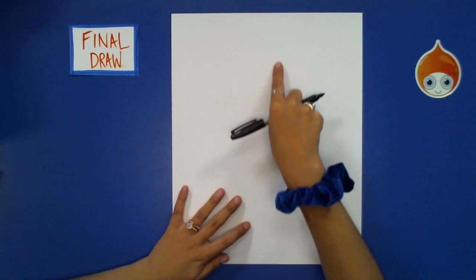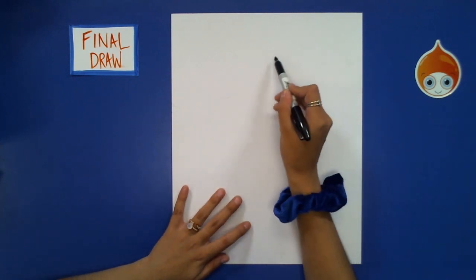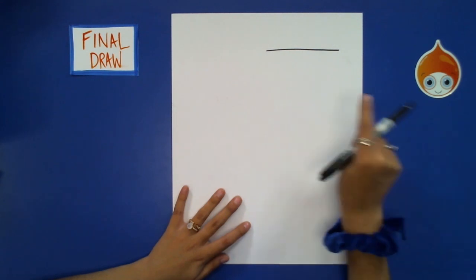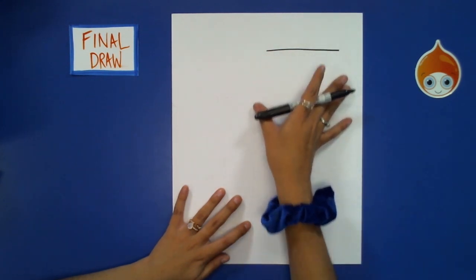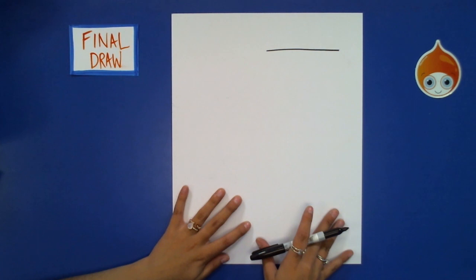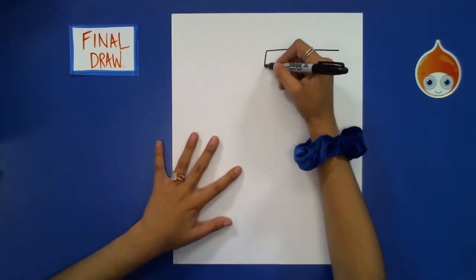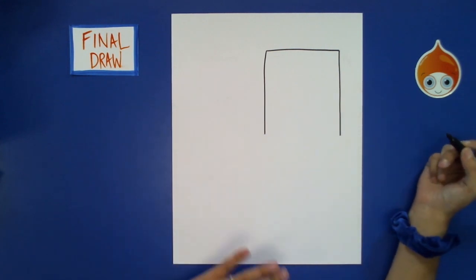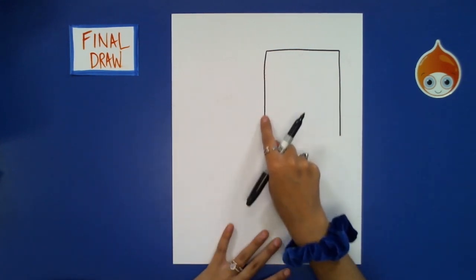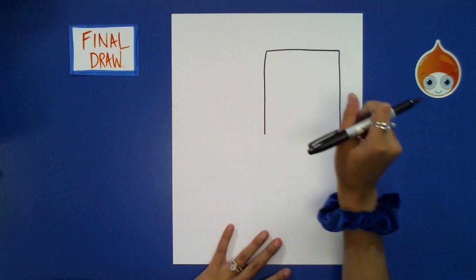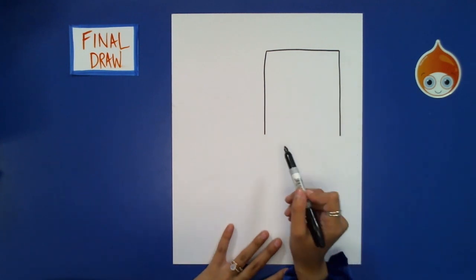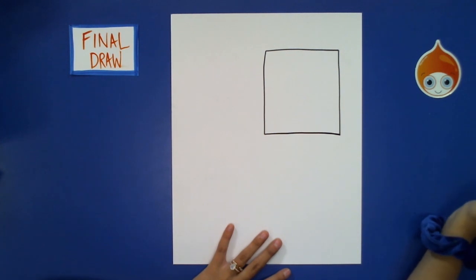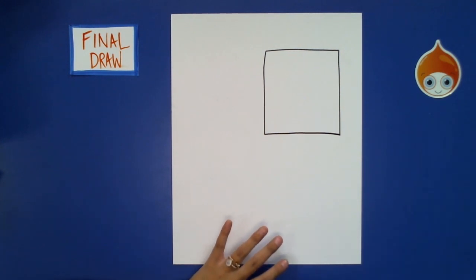So I'm going to start on the right top side, and I'm going to start with the top of the photo line. It takes up about the right half of that paper. Then you're going to draw the sides, long straight lines down the sides. You want these sides to be a little bit longer than the top. It's going to look kind of like a rectangle. Then you're going to draw the bottom of the photo.